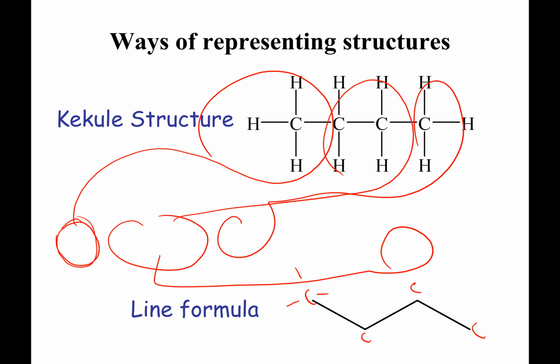Down here, it's connected to 2 other carbons. It wants to reach out 4 times, so I need to give it 2 hydrogens. That would be 2 hydrogens here, 2 hydrogens here, and 3 hydrogens there. So that's just the way it works.